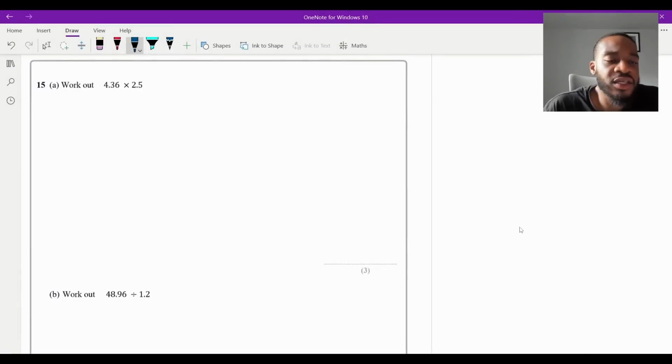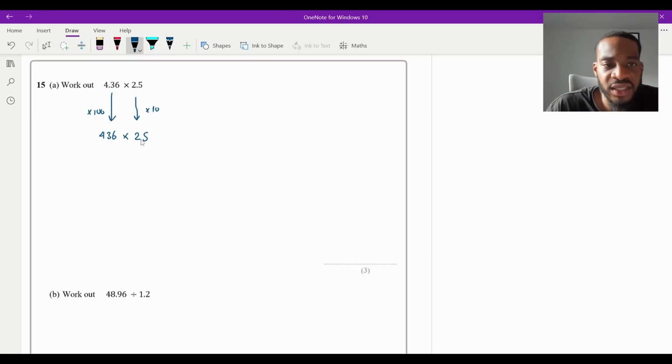Okay, so question 15 says work out 4.36 times 2.5 for 3 marks. So what I would do with this one is I would get rid of the decimals first, right? And then put them back after. So 4.36, I would change that to a 436, and that would mean I have to times by 100. 2.5, I'd make that a 25, and that means I times by 10.